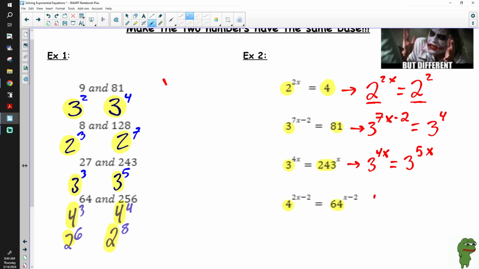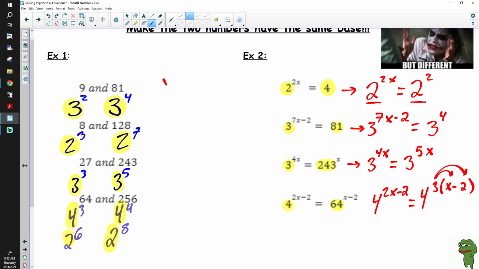So I can keep this as 4 to the 2x minus 2 equals, what am I going to do on the right? 64 can be rewritten as 4 to the what? 4 to the 3rd. But look, I have all that x minus 2. And what do I do when I have a power to a power? Multiply. But when I multiply one thing by two things, what do I get to do? We're not going to do it yet, but yeah, I would end up distributing. We're going to do that in a bit.